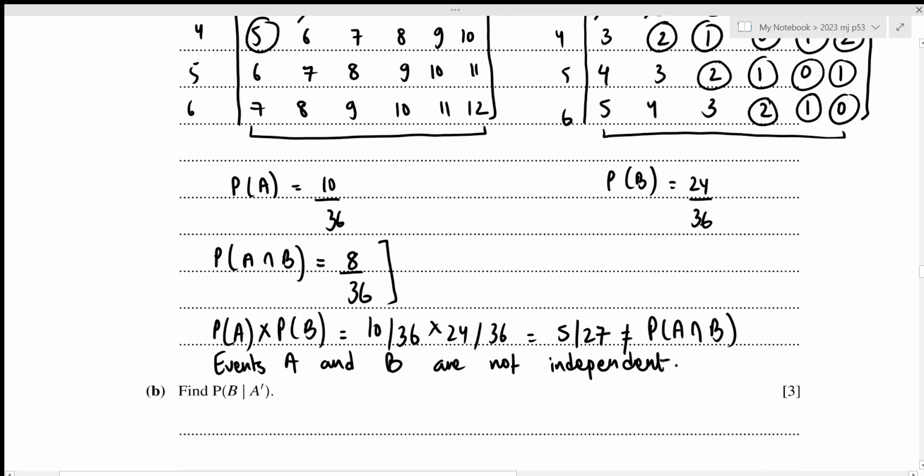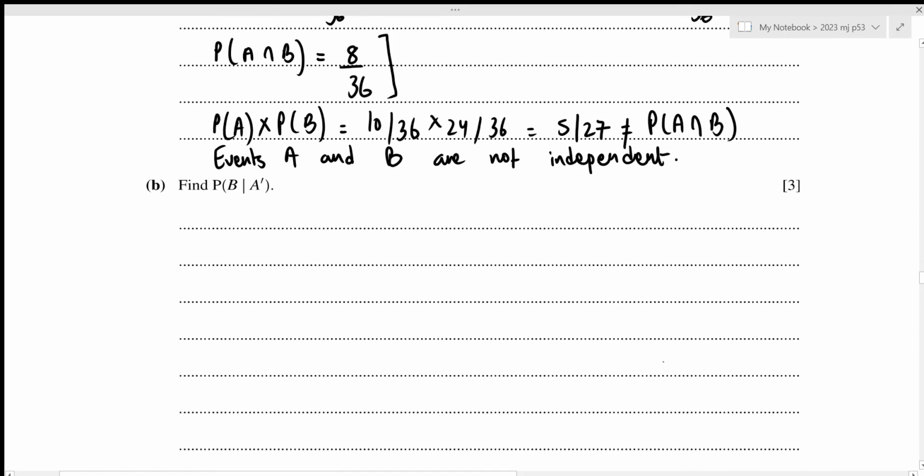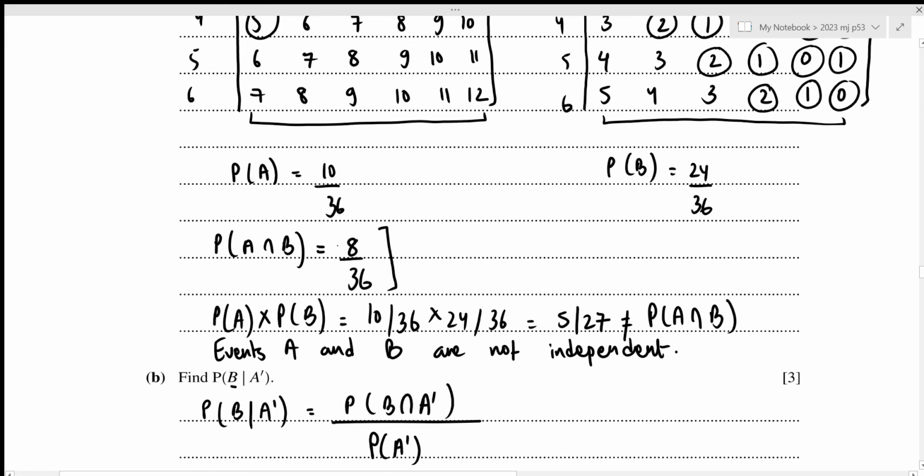That's all for the first part. Let's move towards the second one. We now need to find the probability of B given probability of A dash, which is not A. So the formula for the given cases will be probability of B intersection not A divided by probability of not A. Let us first figure out the probability of not A.